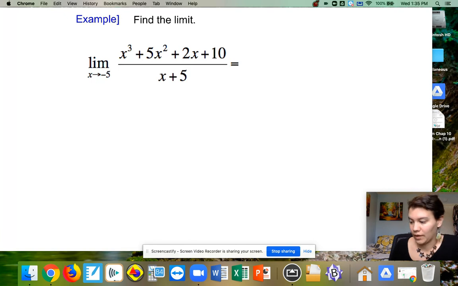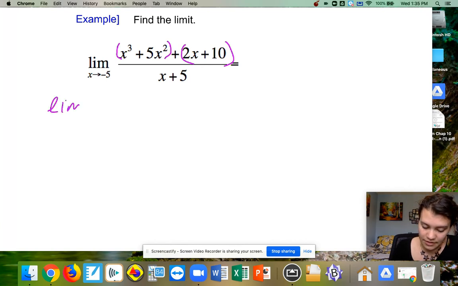Okay, next one. Here we want to figure out what we can do with this. We want to get rid of that x plus 5 on the bottom. Here you can factor. A reminder on factoring by grouping, it's probably been a little while: you're going to clump chunks together. Usually you start with the first two and the last two, but not always. And still write our limit.